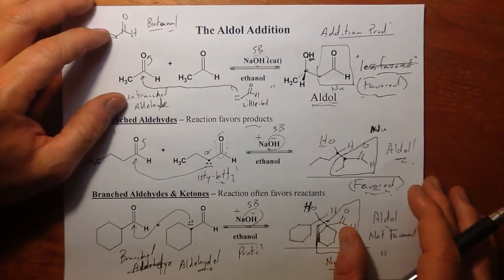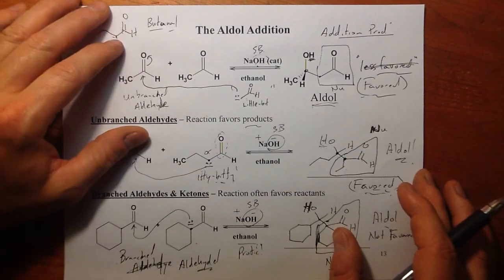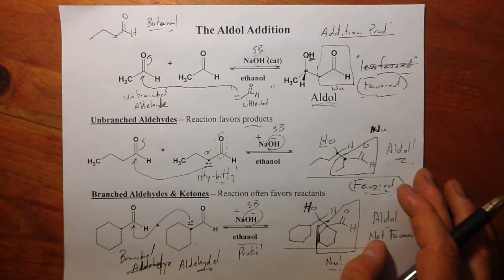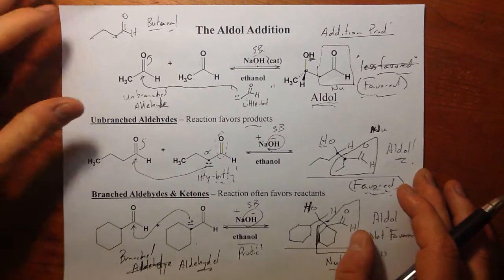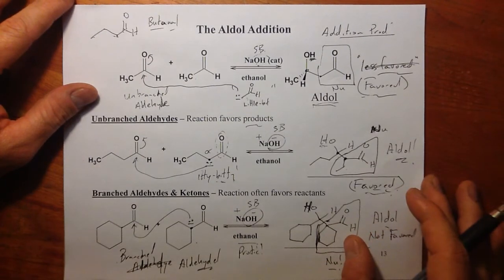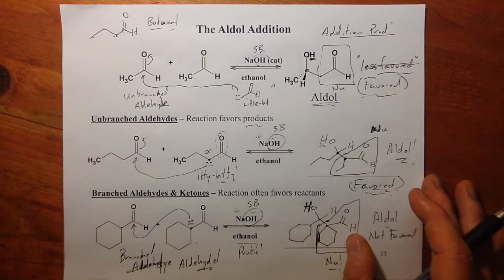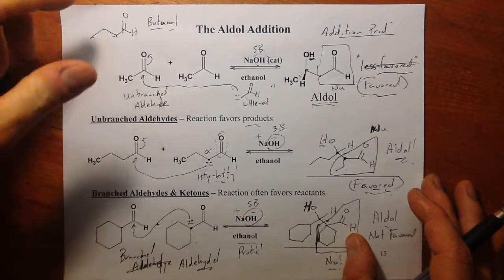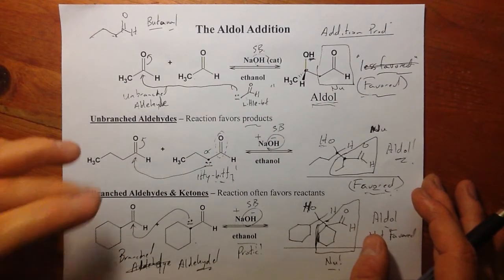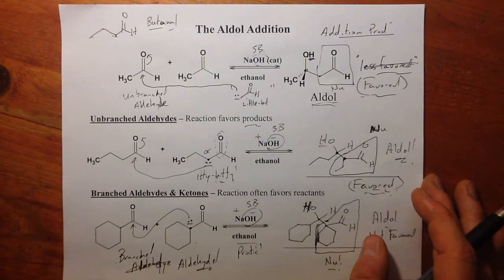All aldol addition reactions are equilibrium driven, so we have problems if the aldol is very unstable. You have to sort of either precipitate it out of solution. We have to, I guess, try to drive the reaction some way, excess reagent or whatever. All right, that's 2 examples of the aldol addition reaction.